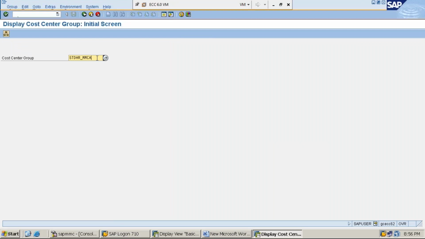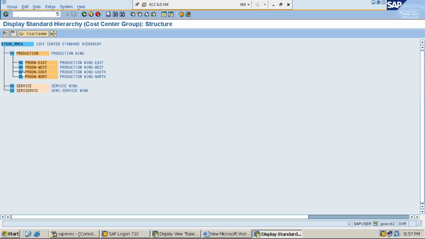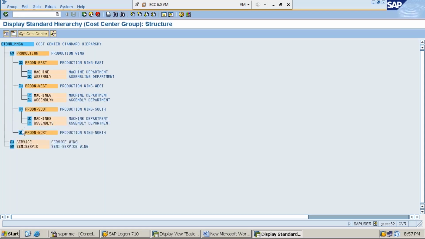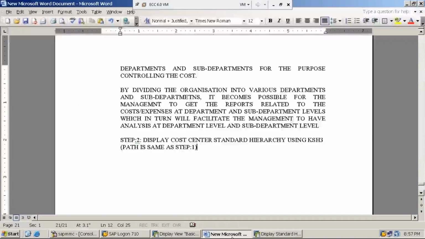Give the cost center group STDHR underscore MMCA. Press enter. You can see it is visible. Right. So this is how you can display. Display is very easy, no need to understand concept here. Okay. Next step, very important step.